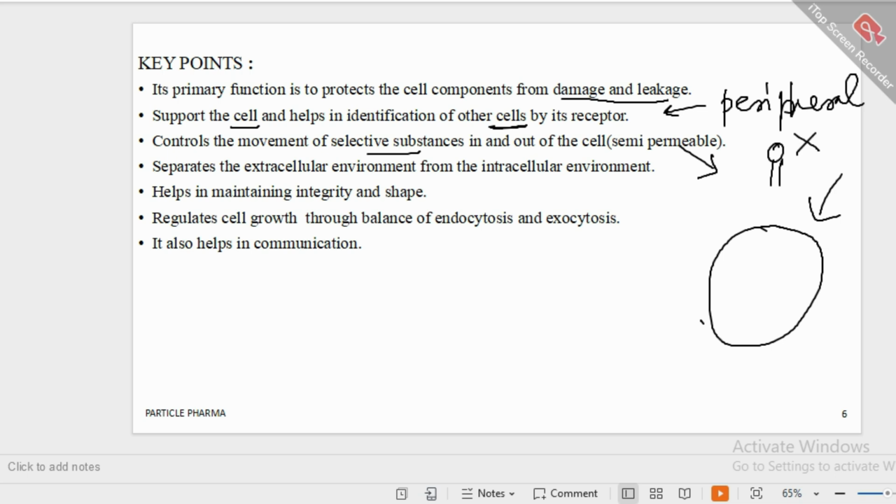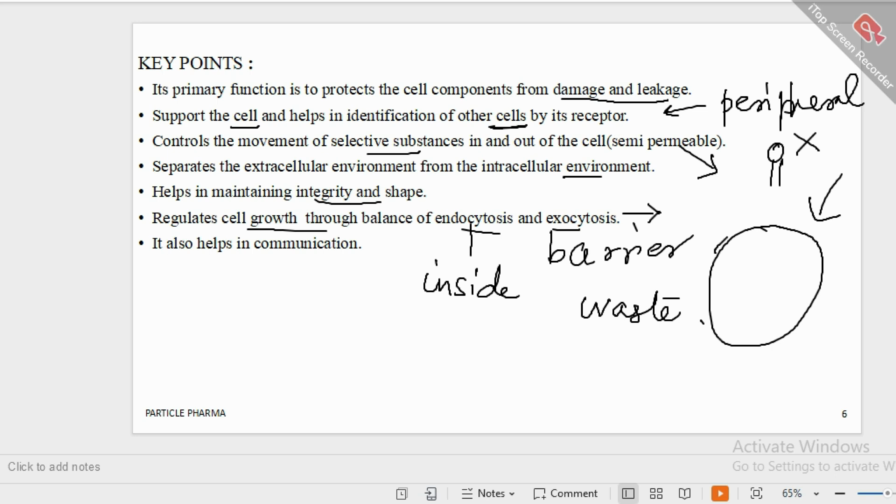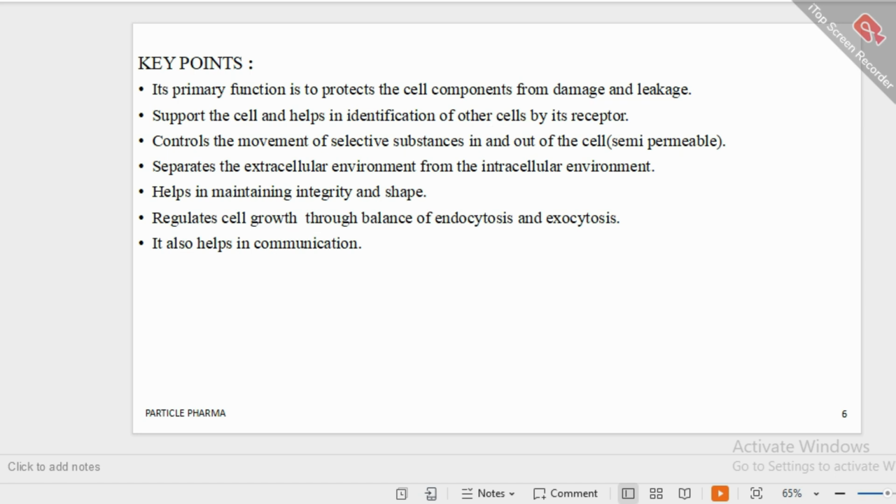It separates the extracellular environment from the intracellular environment by acting as a barrier, and helps in maintaining integrity and shape. Along with it, it regulates cell growth through a balance of endocytosis and exocytosis. Endocytosis is taking molecules inside, and exocytosis is removing the waste materials outside of the cell. It also helps in communication. So these are the key points of the cell membrane.